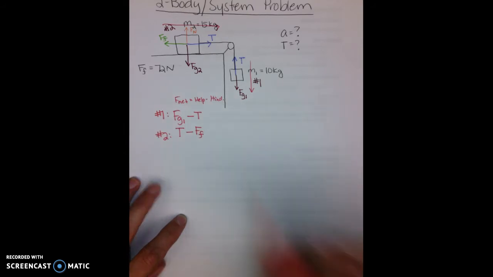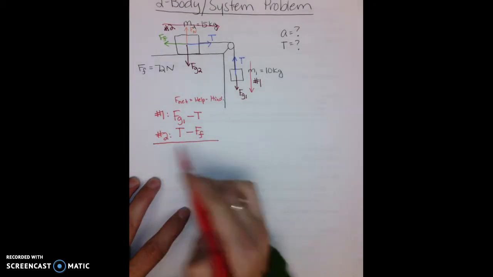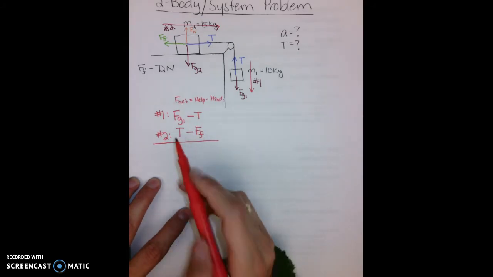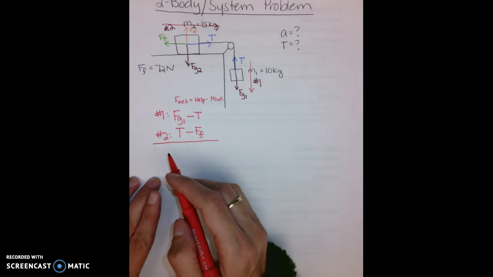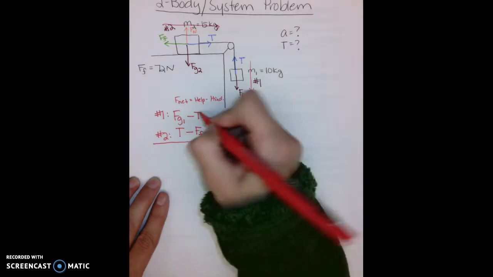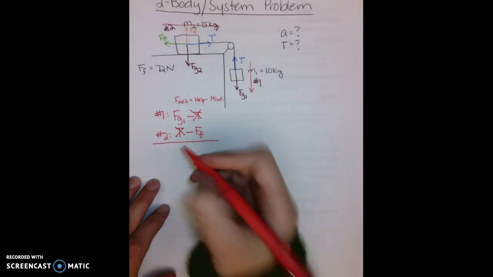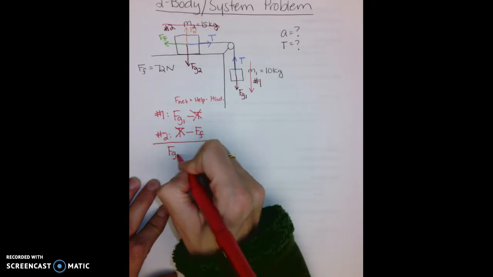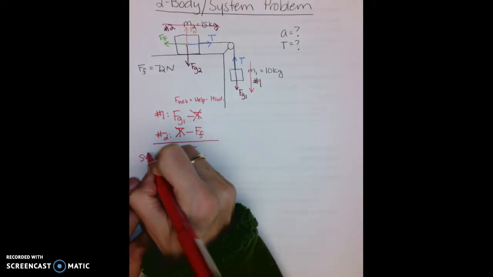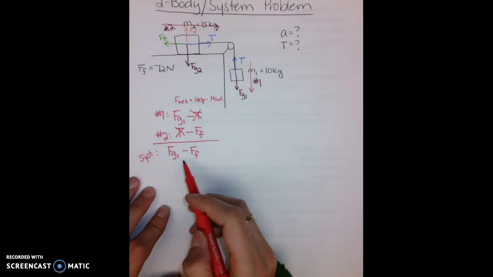Now I like to draw a line right underneath these and add them up. When I look at this, I see a minus tension and a positive tension. If they're the same value of tension, then positive T and minus T are just going to cancel out of my equation. And so then I'm left with Fg1 minus the force of friction. And this is for the system. This is the system net force equation.